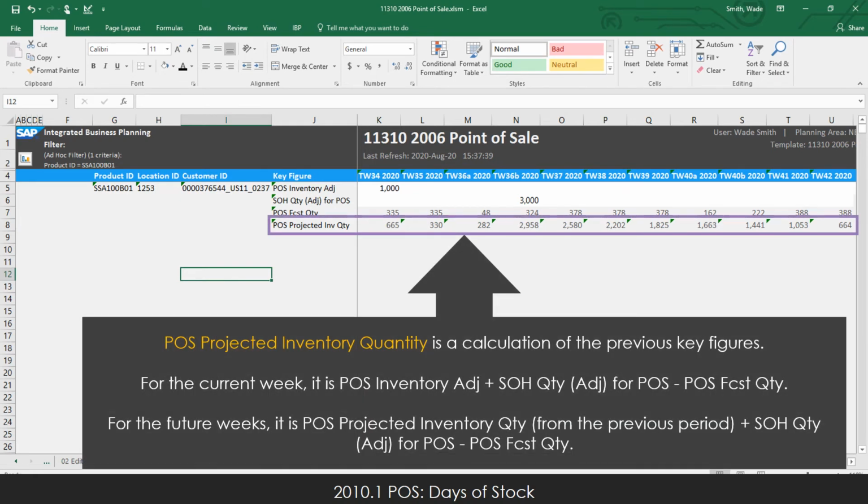POS projected inventory quantity is a calculation of the previous key figures. For the current week, it is point of sale inventory adjustment plus sales order history quantity adjustment for POS less point of sale forecast quantity. In the future weeks, it is the point of sale projected inventory quantity from the previous period plus the sales order quantity adjustment for POS less the point of sale forecast quantity.